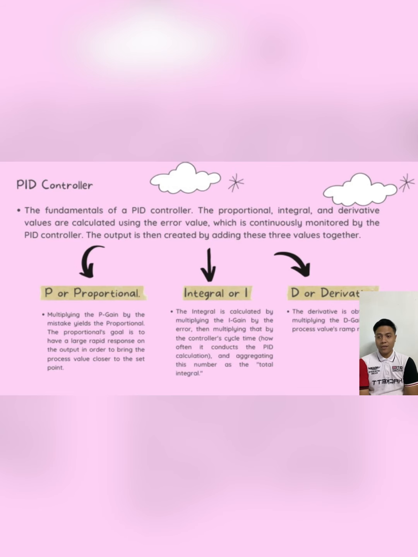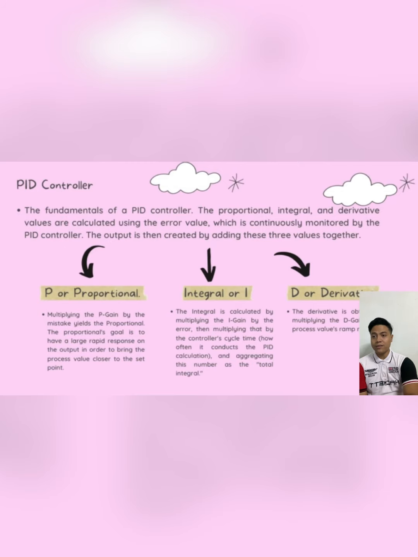For the first, proportional. Multiplying the P gain by the error yields the proportional term. The proportional goal is to have a large rapid response on the output in order to bring the process value closer to the set point. And the integral is calculated by multiplying the I gain by the error, then multiplying that by the controller's cycle time. And the derivative is obtained by multiplying the D gain by the process value's rate of change.